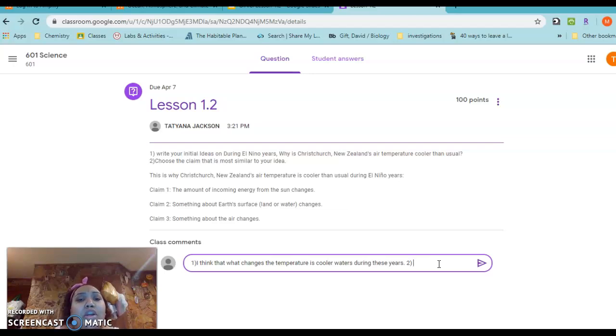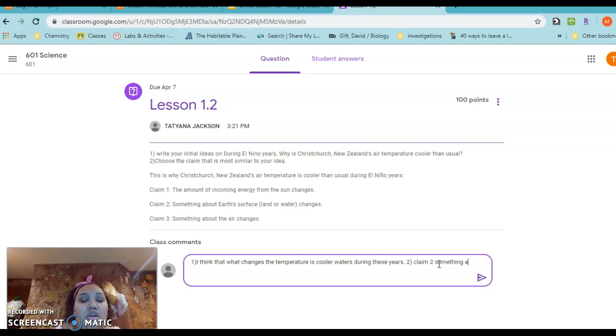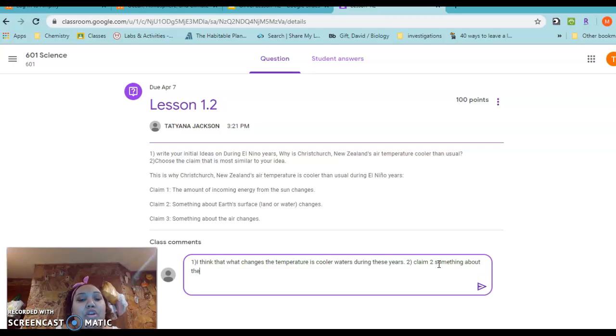So I'm going to put claim 2. And then I'm going to write something about the Earth's surface changes. It might help if Miss Jackson can spell. Okay, so if you notice, Miss Jackson answered the first question, she answered the second question.